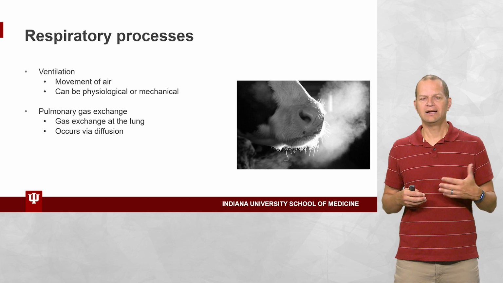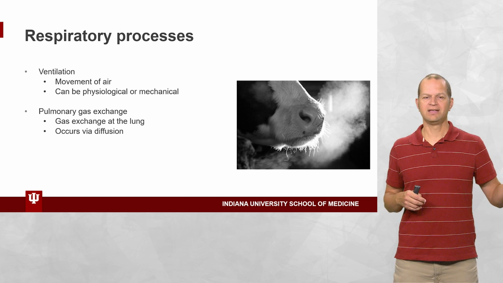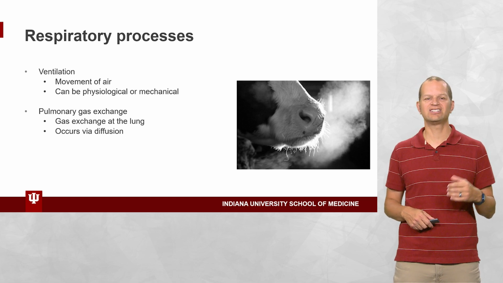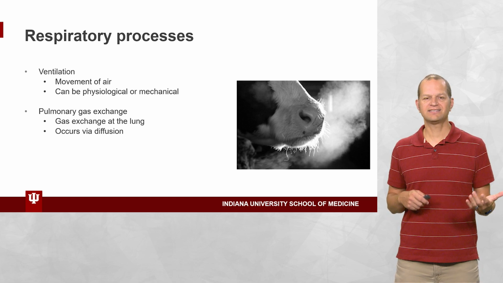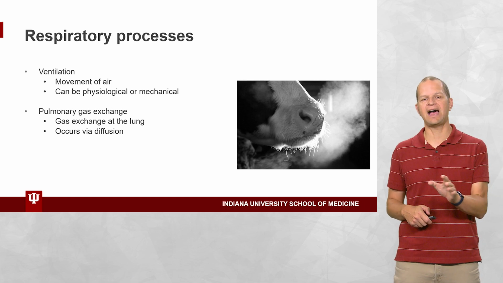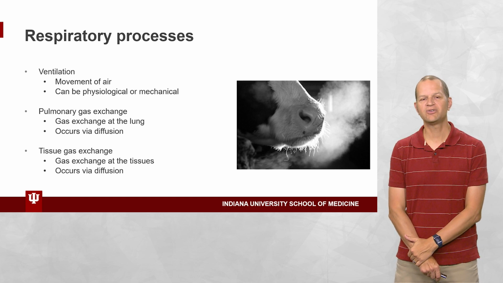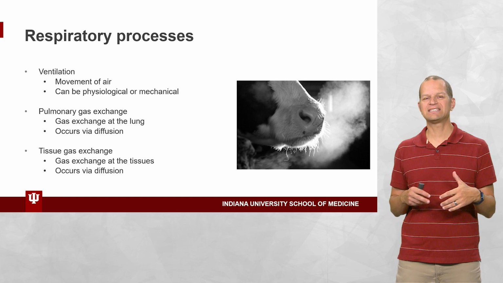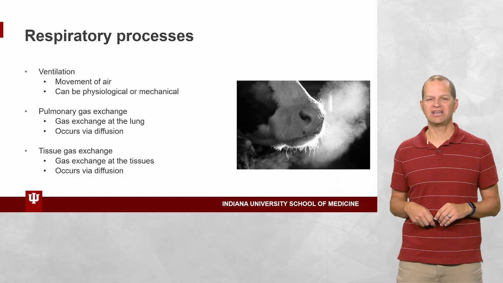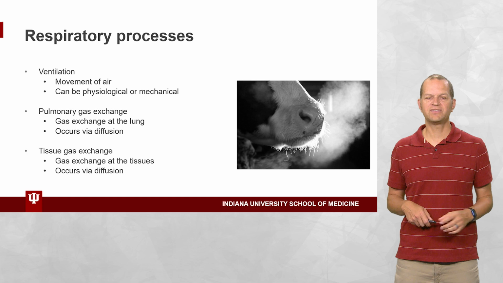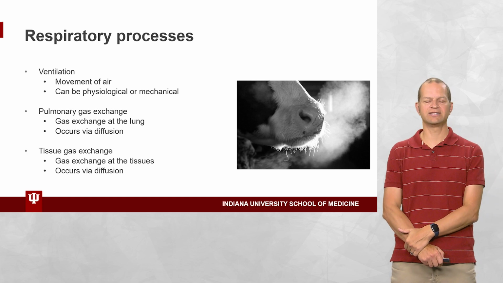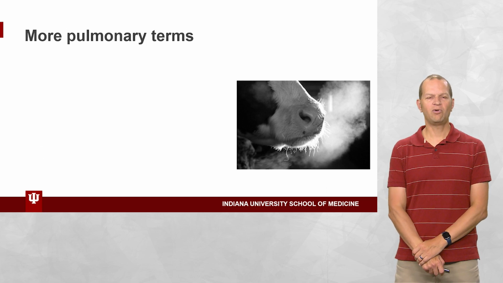And so we will talk about things in terms of pulmonary. Okay, pulmonary is lungs. So when we talk about pulmonary gas exchange, we're talking about gas exchange at the lung. This process occurs via diffusion. Oxygen diffuses into the bloodstream, carbon dioxide diffuses out of the bloodstream. Then you've got tissue gas exchange. Okay, now while this is not specifically in the lungs, because of the pulmonary gas exchange, tissue gas exchange can occur. And so again, this occurs via diffusion, but in this case, oxygen is leaving the bloodstream and carbon dioxide is entering the bloodstream.